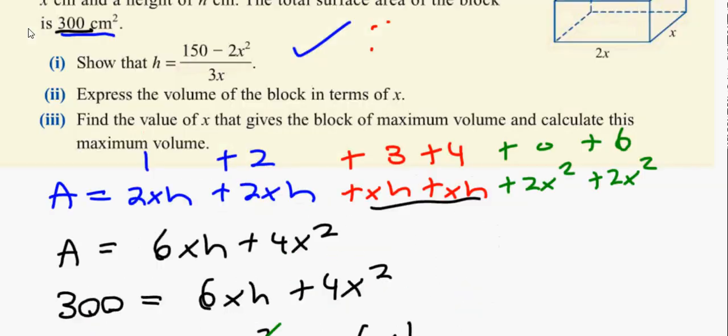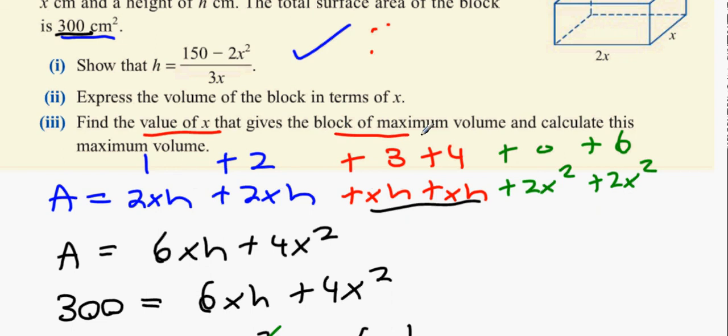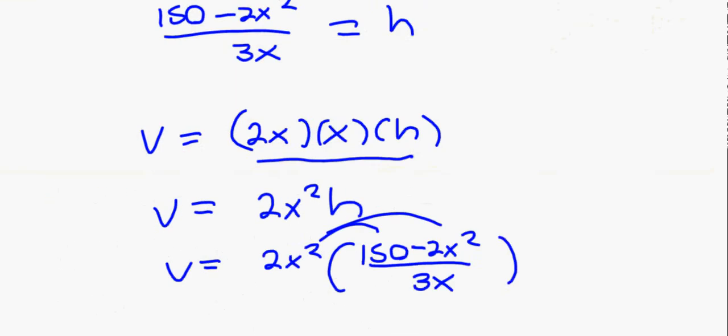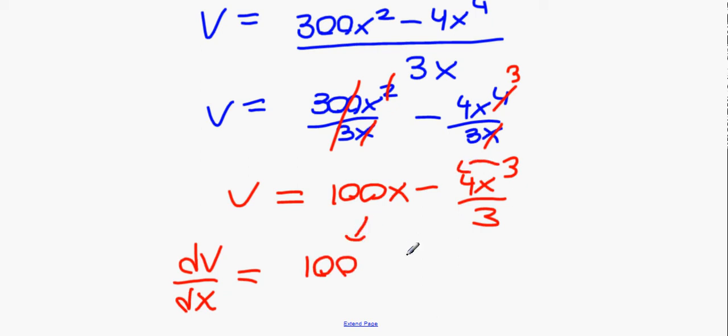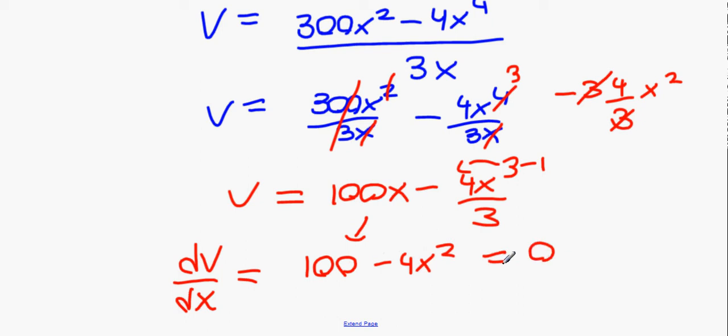Now, next thing we're asked is find the value of x that gives the block a maximum volume and calculate this maximum volume. So we have to find dV/dx, and what we're going to get is 100. Bring the 3 to the front, and we're going to get minus 3 times 4 over 3, take 1 away from the power, x squared. Now 3 cancels with the 3, so we're going to get minus 4x squared equals 0.